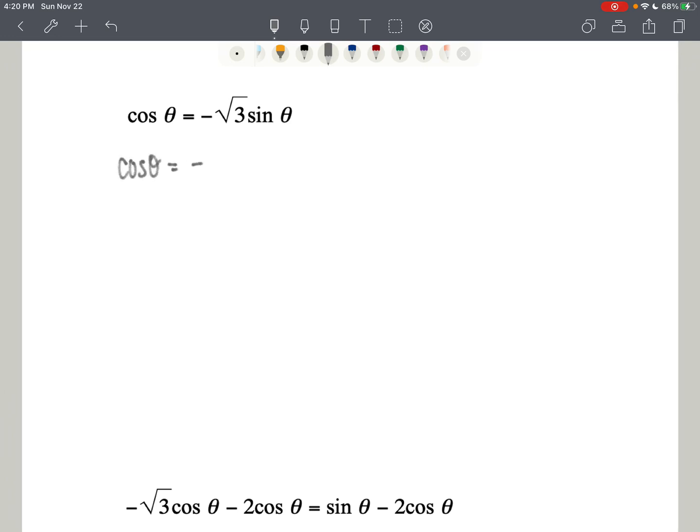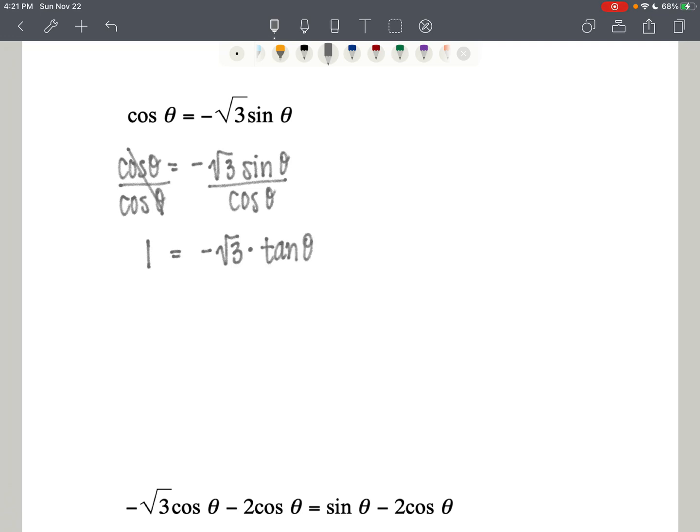So I have cosine of theta equals negative square root of 3 times the sine of theta. That's going to put us in a position to have one trig function. Cosine of theta over cosine of theta is 1, is equal to negative square root of 3 times the tangent of theta. I'm going to divide both sides by negative square root of 3. And we have tangent of theta equals negative 1 over the square root of 3.